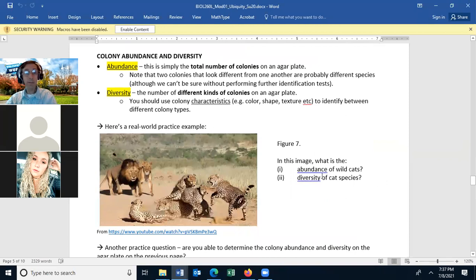A better example is the abundance in this picture of cats: there's 7. 1, 2, 3, 4, 5, 6, 7. And the diversity is there's 2. There's lions over here and cheetahs over here. You do need to know the terms abundance and diversity. For some reason, some students get the two terms mixed up, and then they're obviously wrong.